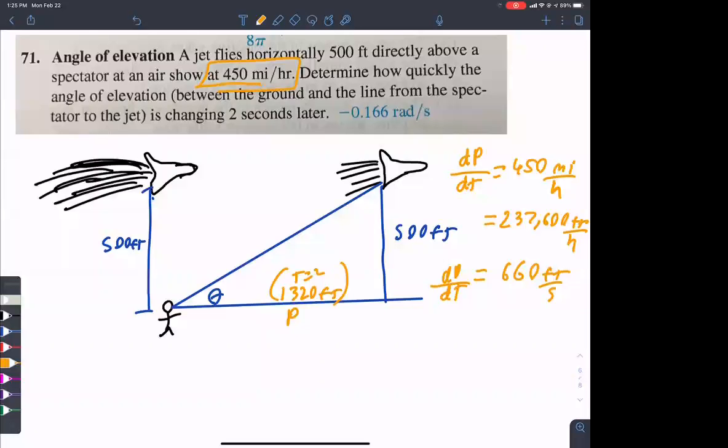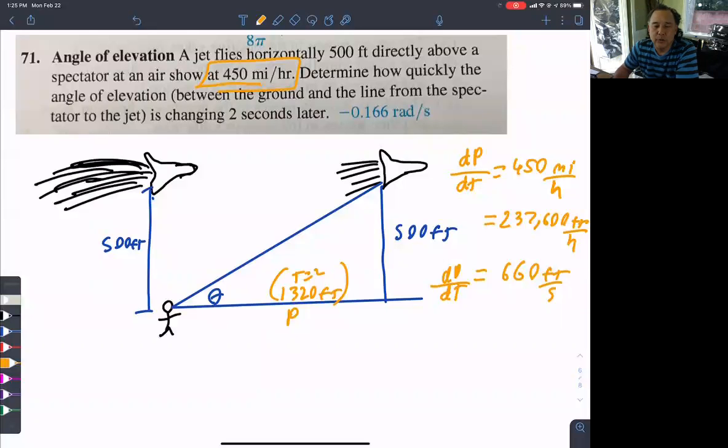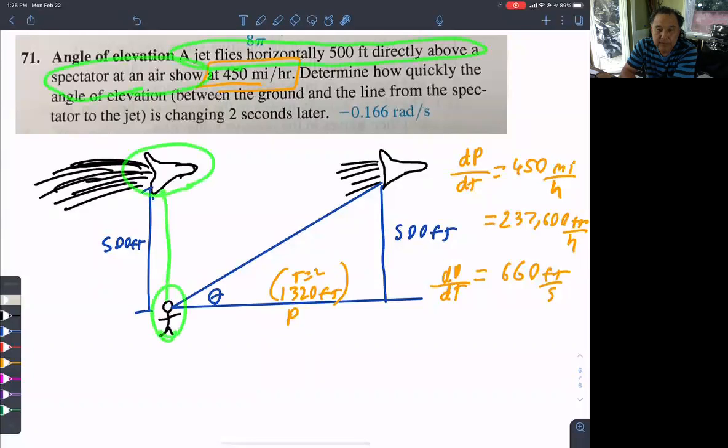So this is chapter 3, section 11, related rates, number 71. And so for this, I've drawn a picture. Let's read this. A jet flies horizontally 500 feet directly above a spectator in an air show. So here's the jet right above the spectator.